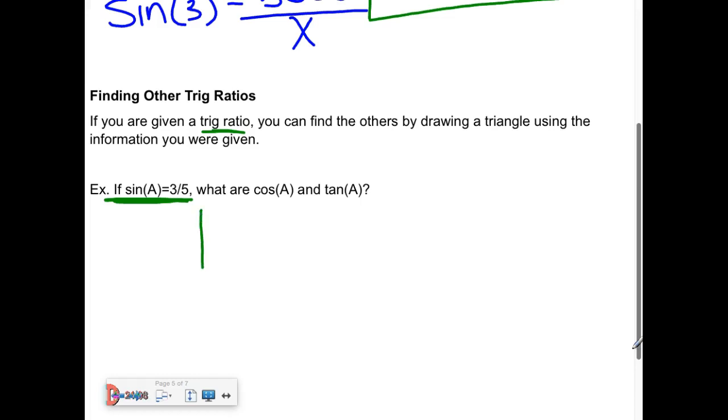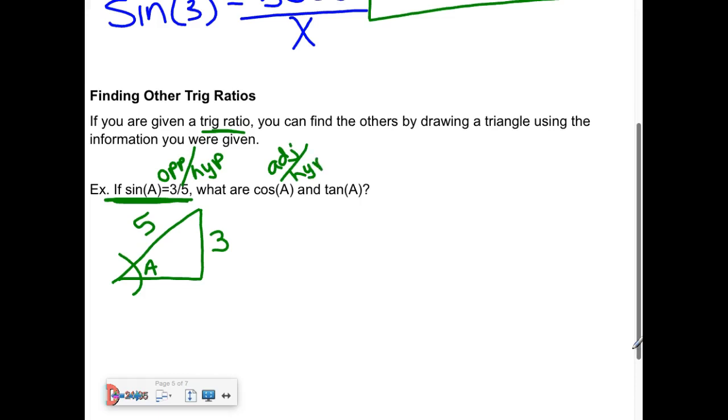So I'm going to draw what they have given me. I'm going to have a triangle, and I know they gave me angle A. Reminder, when we find sine, sine is really opposite over hypotenuse. So if this is my angle here, my opposite would be over here, so I'd put a 3 there, and my hypotenuse is always that diagonal line. Cosine is adjacent over hypotenuse, and tangent is always opposite over adjacent.